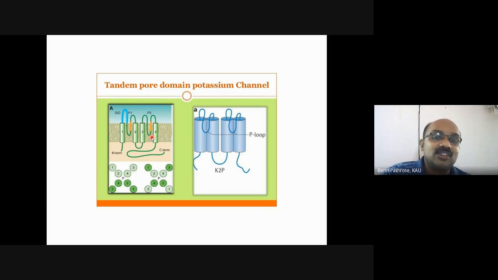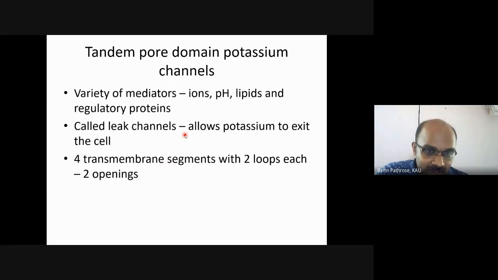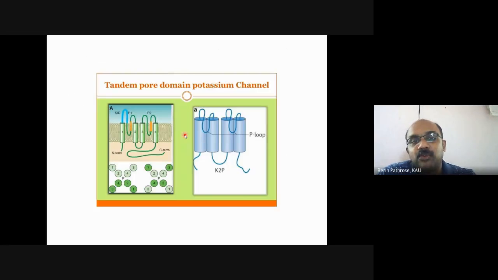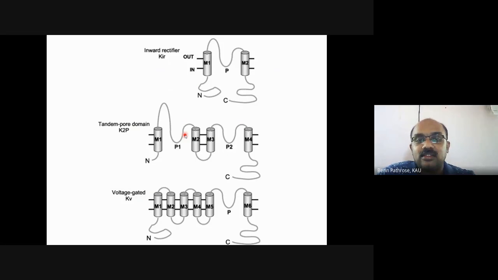So that's why it is called the tandem pore domain. It will have two pores, between 1 and 2 and 3 and 4. So that's why it is called a tandem pore domain potassium channel. So we have four transmembrane segments with two pores and two openings. So that is with respect to tandem pore domain potassium channels.